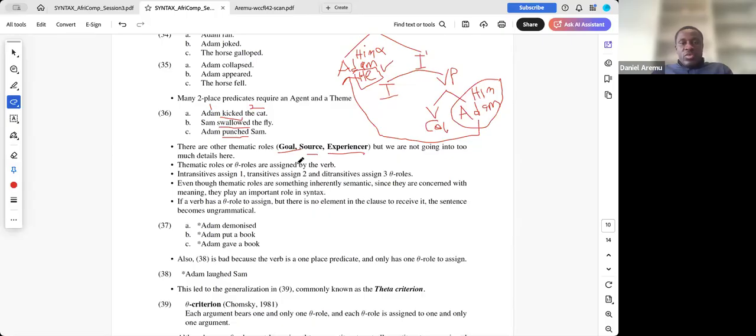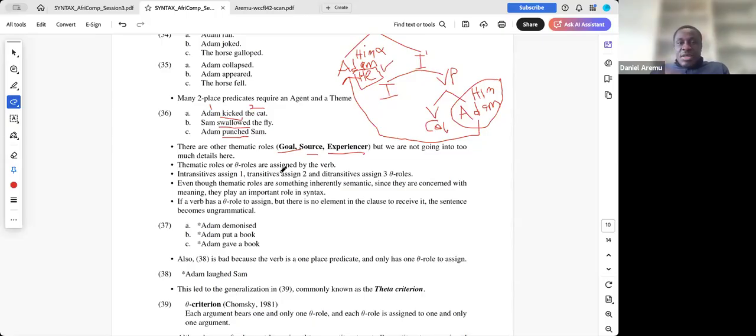What is the difference between theme and patient? Good. I guess that question came because of what I said earlier about, let me see again, 36A, for example. So patient basically can be anyone that receives an action or anything, basically. Any animate thing, let me put it that way, that receives action.